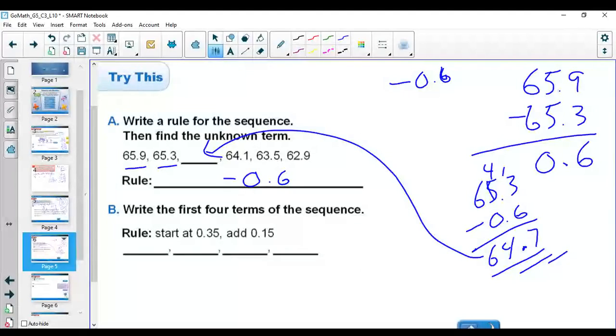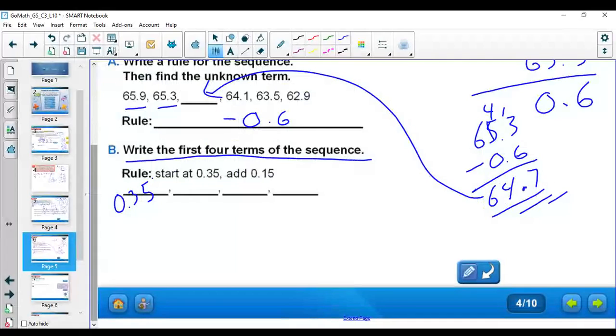Now we can also work with this idea in this way, right? Here, instead of giving us a sequence of terms, they told us to write the first four terms of this sequence. Our rule here is that we're going to start at 0 and 35/100. So the first number in my sequence is already given to me. Now after that, I'm just going to fill in the rest of this by adding 15/100.